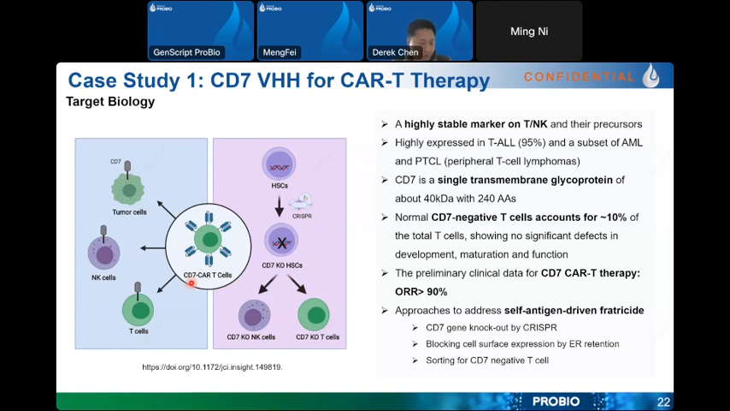There are three approaches to address the self-antigen-driven killing. Either the CD7 gene knockout by CRISPR, or the blocking of the cell surface expression of CD7 by ER retention, or the sorting for CD7 negative T cells as the source of CAR T. In this case study, we will be using the ER retention strategy.